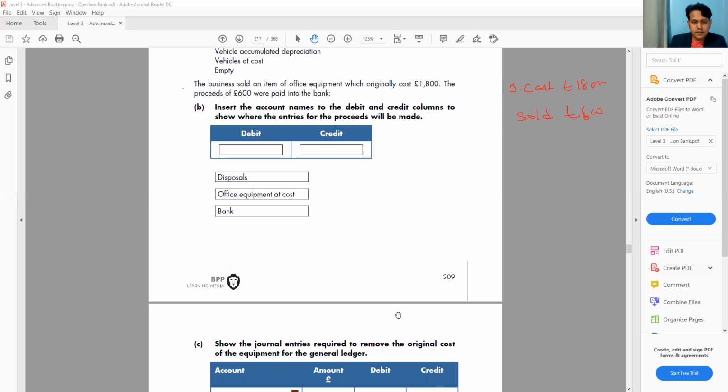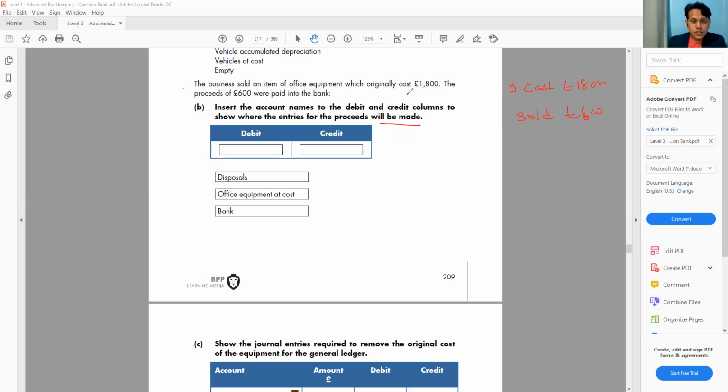All right, so let's have a look at how we record it. The first question here is asking: insert the account names in the debit and the credit column to show where the entries for the proceeds will be made. Remember, if I make a disposal, the disposal will be everywhere. For example, if I dispose of a non-current asset, either the disposal will be debit or the disposal will be credit, but the disposal will always be there because this account belongs to disposal.